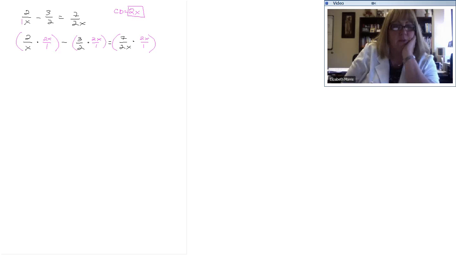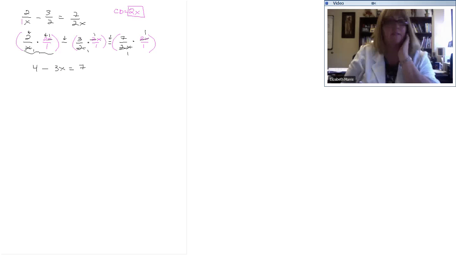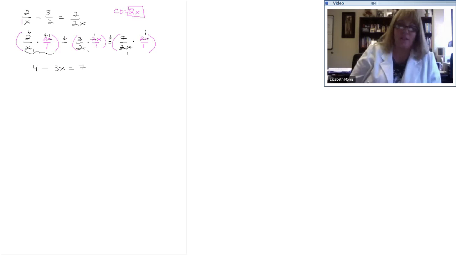Now, look at each piece individually. I can get rid of the x, so I have 2 times 2 over 1 times 1, which is just 4. Minus, here I can get rid of the 2, and I have 3 times 1 times x, which is 3x over 1, which is just 3x. You're getting rid of the fraction. Equals, here the 2x cancels out, and I just have 7 over 1, which is 7.